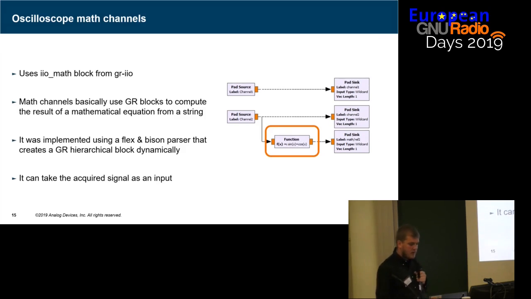The math channels are also a pretty interesting part of the oscilloscope. It uses the IIO math block from our GRIIO out of 3 module. What it basically does is it allows our software to compute the result of a mathematical equation from a string, and everything is done at runtime. It was implemented using a Flex and Bison parser, which creates a GNU Radio hierarchical block dynamically, and it can take the acquired signal as an input, or it can even take multiple inputs if you want to do functions of multiple inputs.